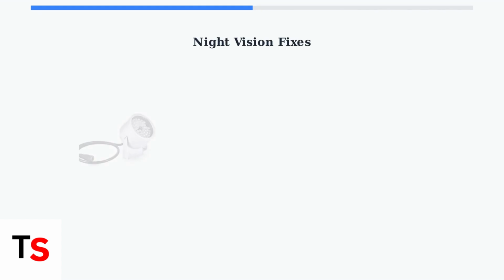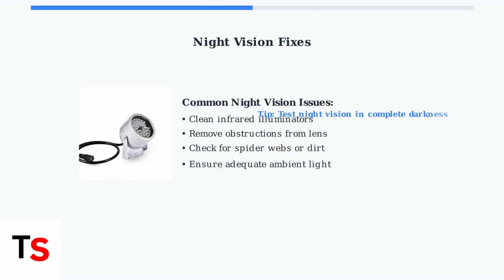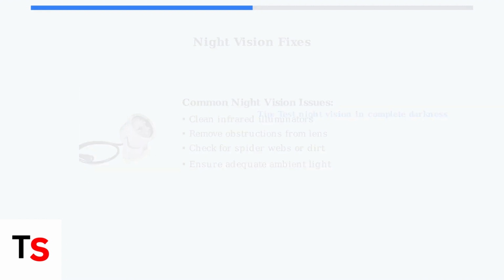If night vision quality is poor, check that the infrared illuminators are clean and unobstructed. Ensure there's adequate ambient light in the area. Dirt or spider webs on the camera lens can significantly reduce night vision performance.